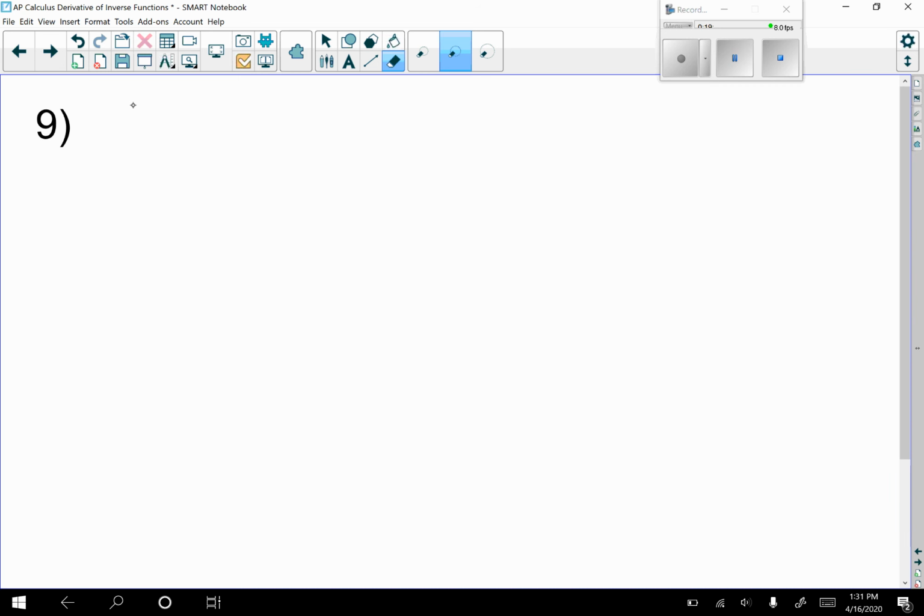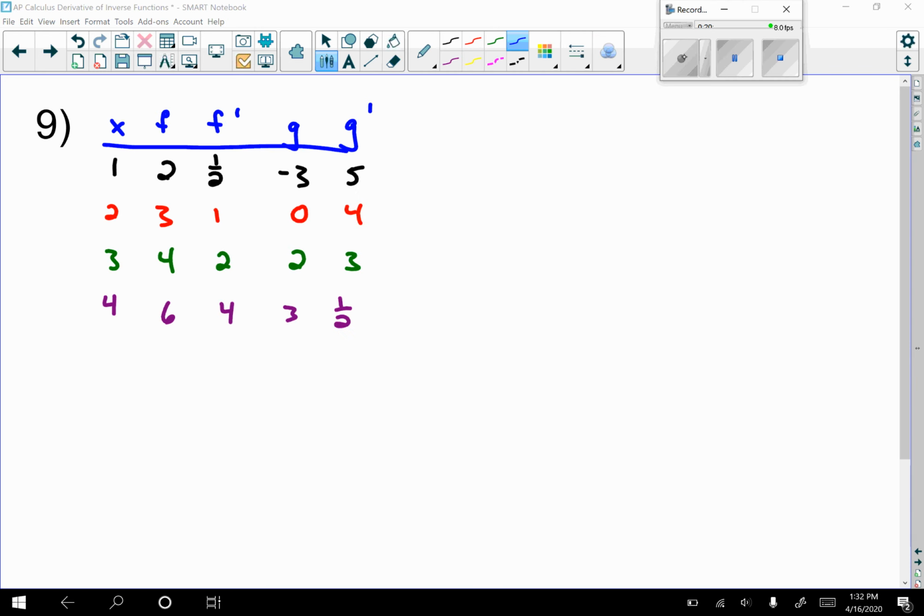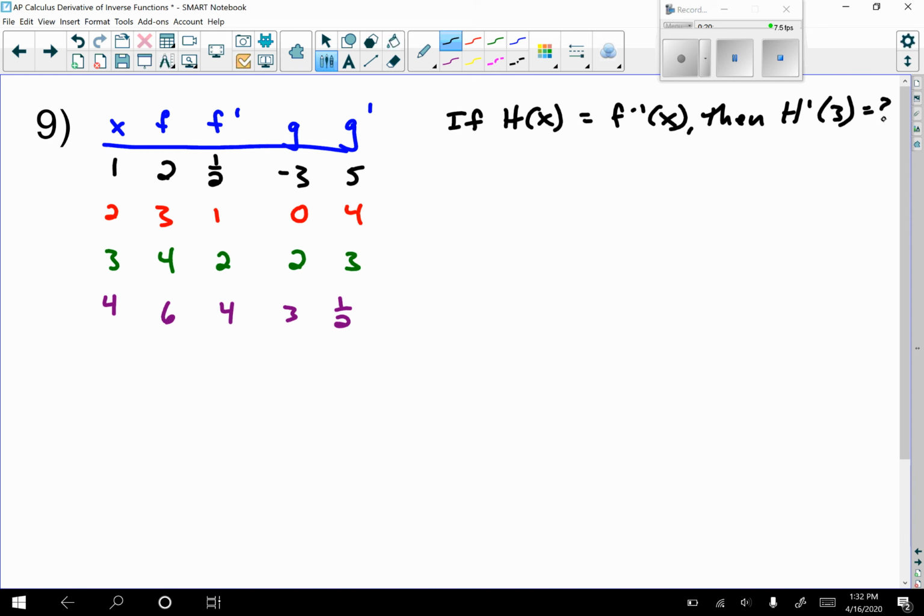Looking at number 9, we're actually given a table, which let me go ahead and draw. Okay, so for number 9, we're given this table here, and we are asked to find, the directions here say, if h of x is equal to the inverse of f of x, then h prime of 3 is equal to what?